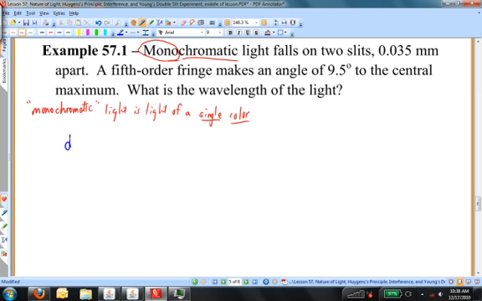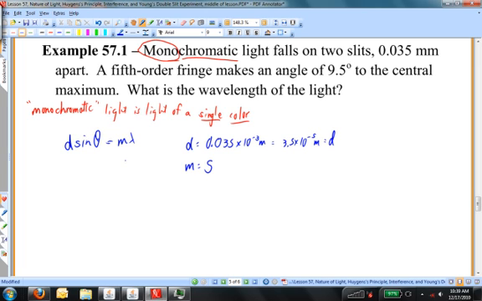So our condition is that d sine theta is equal to m times lambda, and we're trying to figure out what lambda is. d, they tell us, is 0.035 millimeters. Make sure you work in a consistent set of units. I would encourage you to change those things to meters. They tell us that we're looking at the fifth order fringe. In other words, if I start at the central maximum and call that the 0th fringe, then I go to the fifth one on one side or the other of that central maximum. So m is equal to 5 in this case.